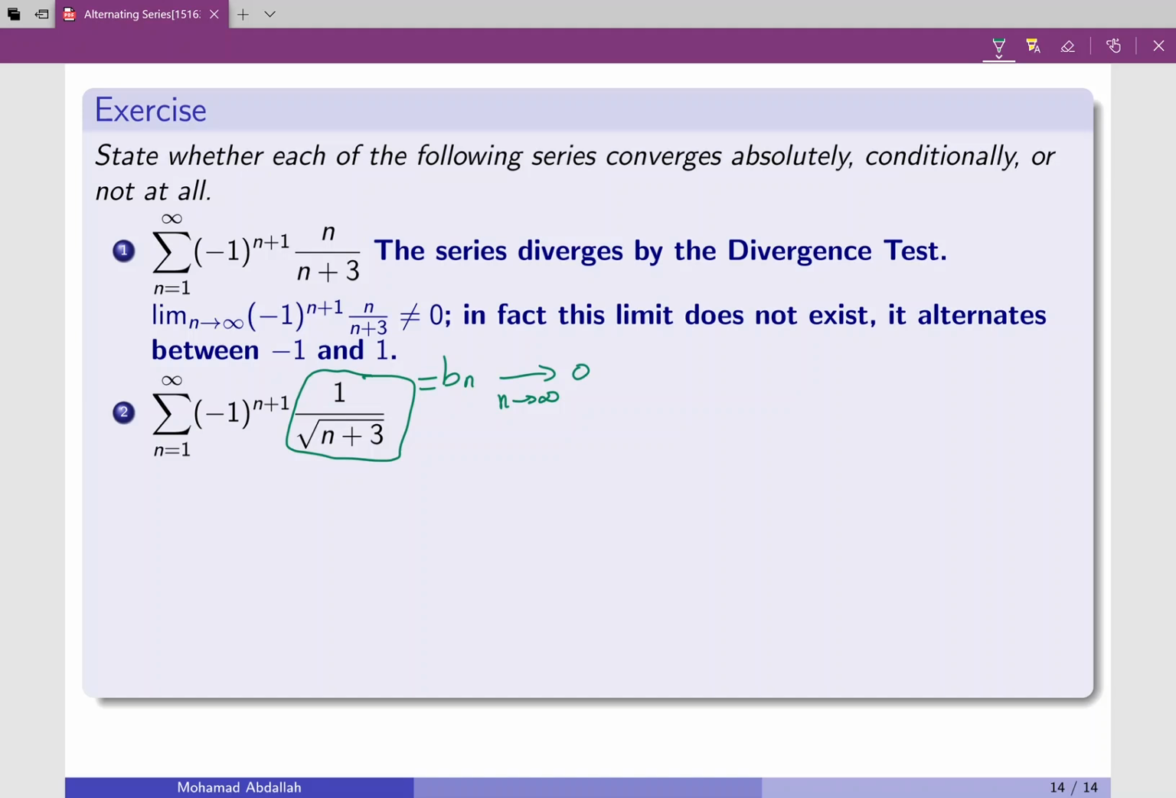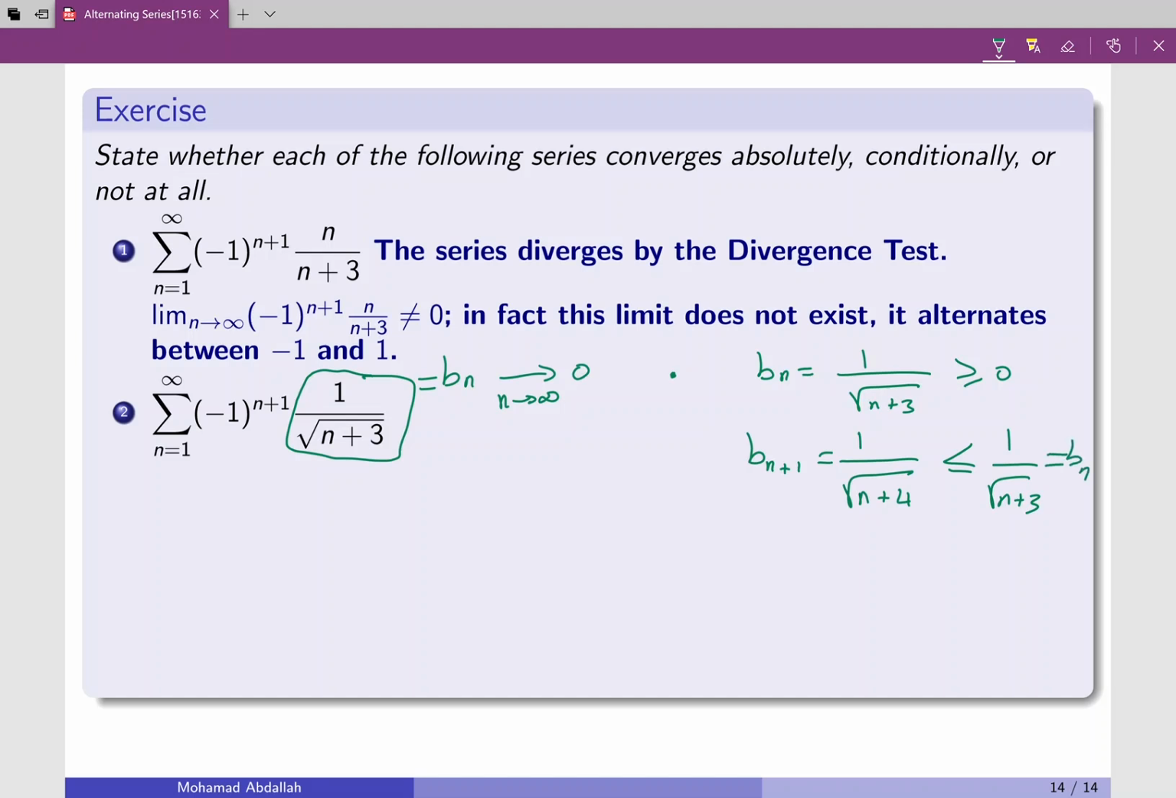And clearly this is positive, so Bn, which is 1 over radical n plus 3, is bigger than or equal to 0. So this is fine. Is it decreasing? Well, let's look at Bn plus 1. Bn plus 1 is 1 over radical n plus 4. This is less than or equal to 1 over radical n plus 3, because the denominator radical n plus 4 is bigger than the denominator radical n plus 3.